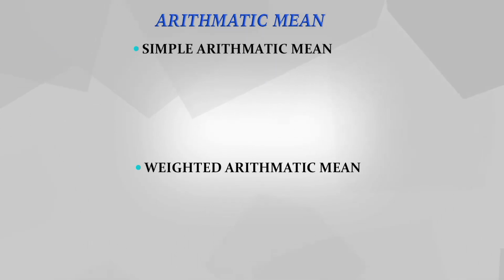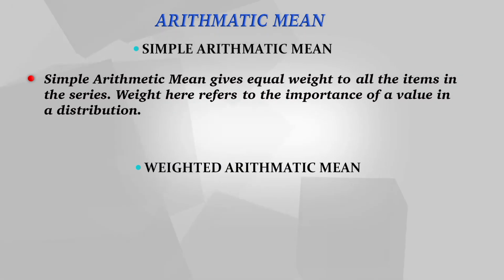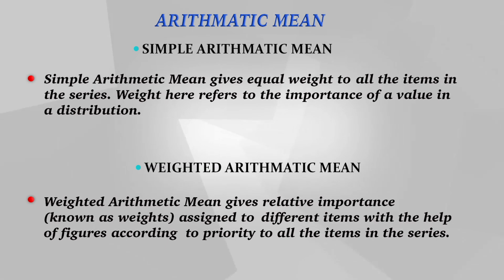So, here we can see that we have calculated two means. The arithmetic mean can be calculated in two types. The first is the simple arithmetic mean, which gives equal weight to all the items in the series. Weight here refers to the importance of a value in the distribution. And the weighted arithmetic mean gives relative importance, known as weights, assigned to different items with the help of figures according to priority to all the items in the series.